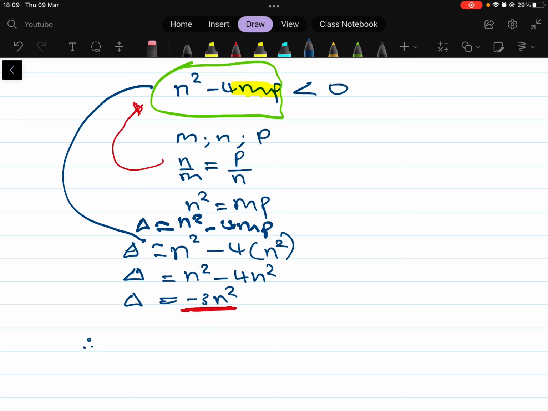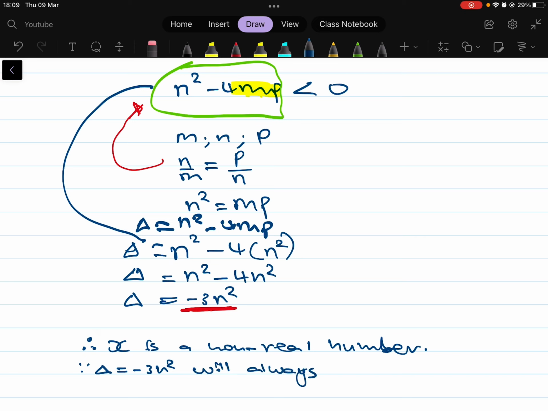Therefore, x is a non-real number, because the discriminant, when it's equal to negative 3n squared, will always be negative. That's the reason, because this whole thing will always be negative.